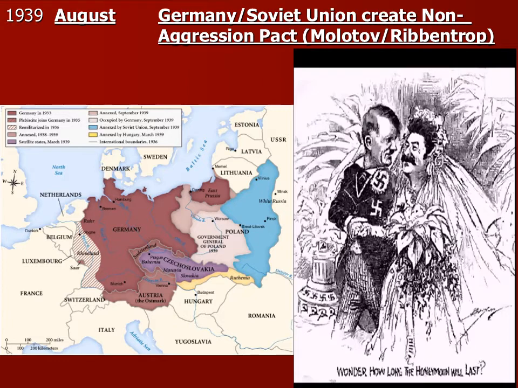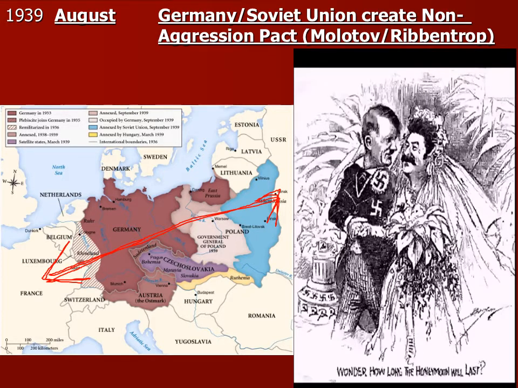This pact is going to be a deal made between Germany and the Soviet Union, purposely meant to keep the Soviet Union on the sideline. Germany's actually learning here. Hitler's not an idiot. He does not want to fight a two-front war, and in fighting a two-front war, that's what Germany did in World War I, and so he's trying to prevent this.